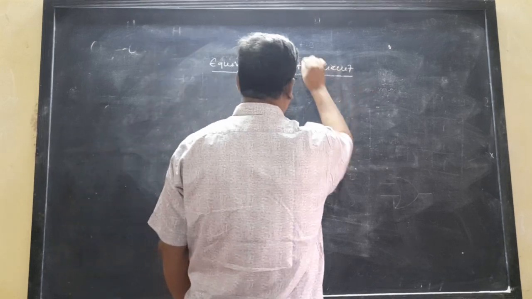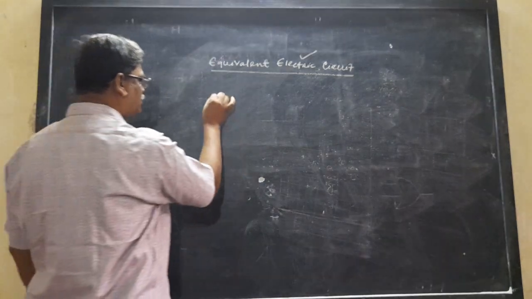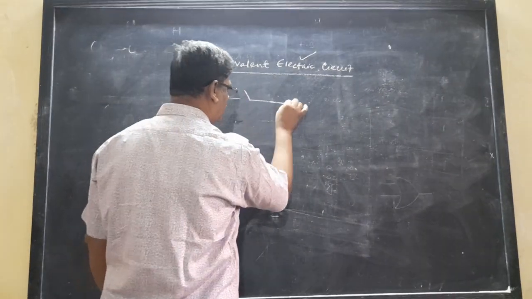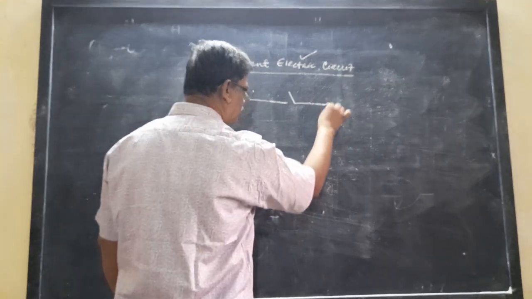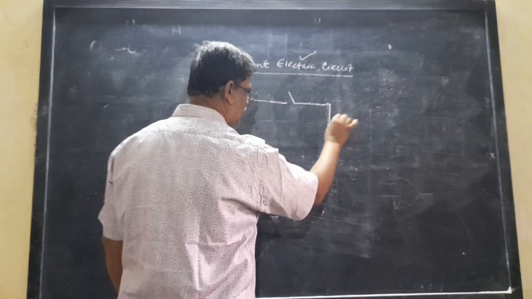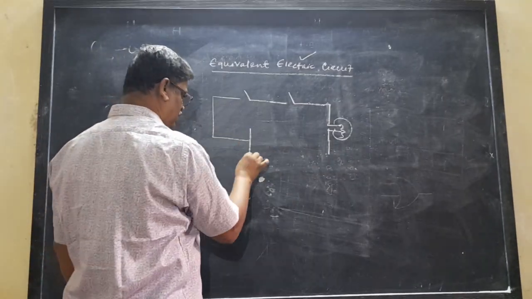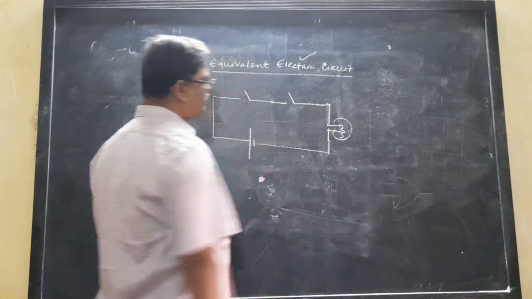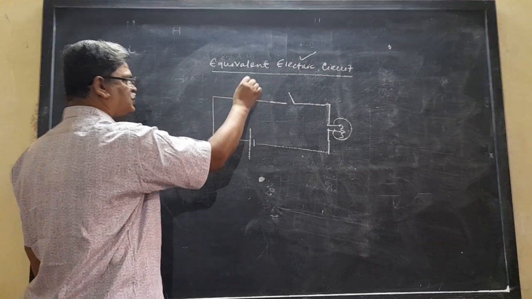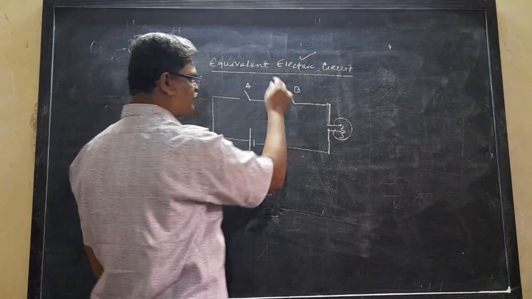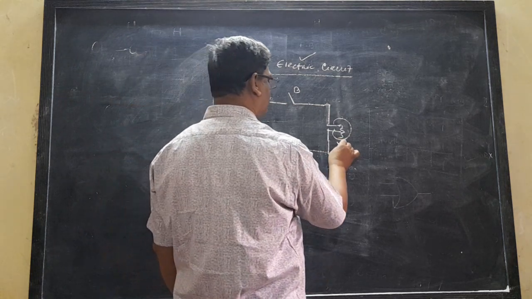Equivalent electric circuit, yes, we consider the switch. Now we consider two switches, A and B. They are connected in series with a bulb and to a cell battery. This is an electrical circuit. And this is the input, switch A, and this is the switch B. And this is your Y, the Y output.